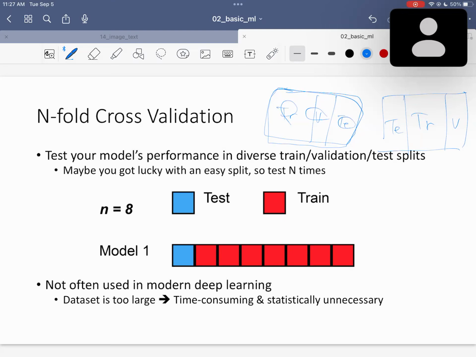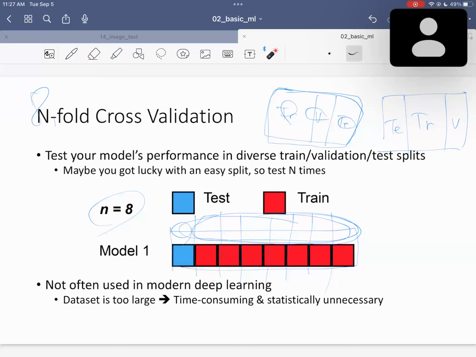Right. So in this case, we're looking at n equals 8, 8-fold cross-validation. That means you split your entire data into 8 parts, and one part becomes your test set. This is the unseen test set. The remaining 7 segments become your training set, and probably you want to use a subset of these 7 segments as the validation set. For example, you can set this amount to be validation, and this could be your training.